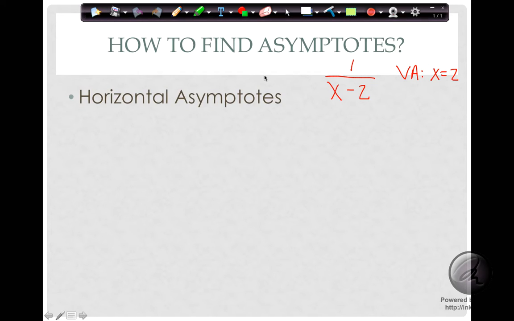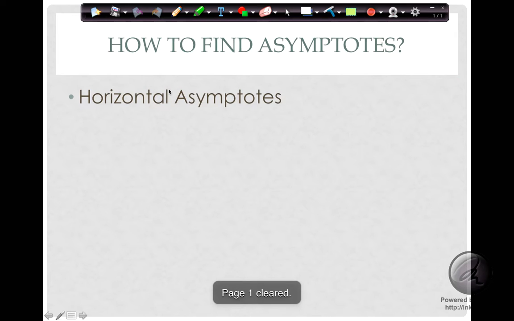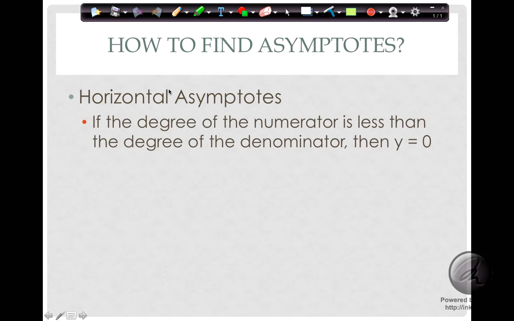All right, horizontal asymptotes are a little bit more challenging. Horizontal asymptotes require you to look at the degree of the numerator and denominator. If the degree of the numerator is less than the degree of the denominator, then y equals 0 is an automatic horizontal asymptote. So if I had 1 over x plus 1, the degree up here is x to the 0 power, and this is x to the first. So the degree is 0 over 1, so therefore y equals 0 is a horizontal asymptote.